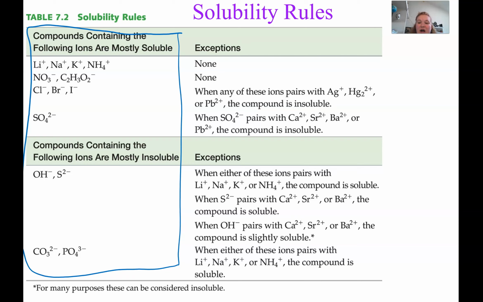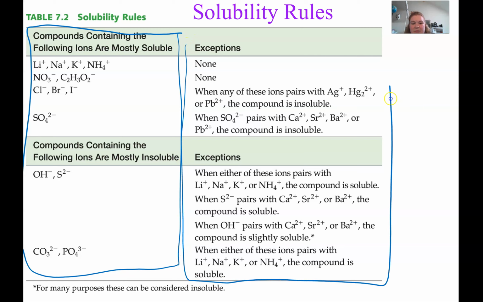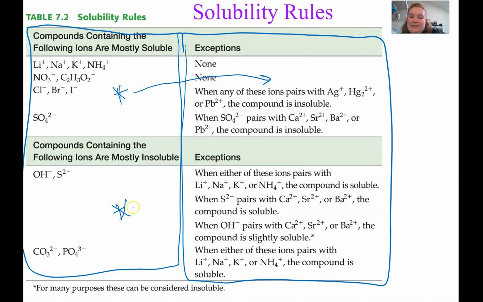When you find your ion, though, you do need to look at the right-hand side of the table. The right-hand side of the table are the exceptions. So, for example, up here, these guys are soluble except when one of these cations is paired up with it. And same thing down here. These are insoluble except when one of these cations is paired up with it. So we're going to practice this.